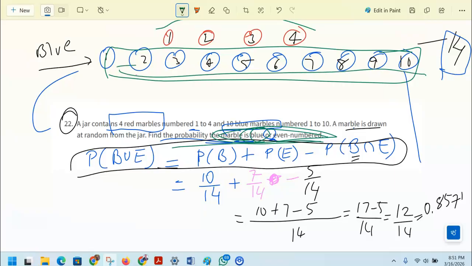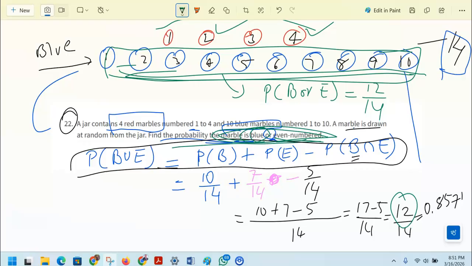Then you have to see for even, the other one even. So this one, this two. So this 10 plus 2 will be 12. So that's how you get 12. So you could directly also do probability of blue or even is 12 out of 14. See, direct.